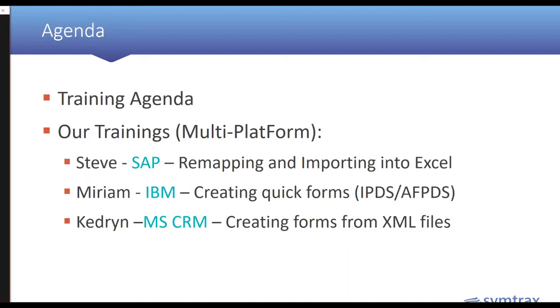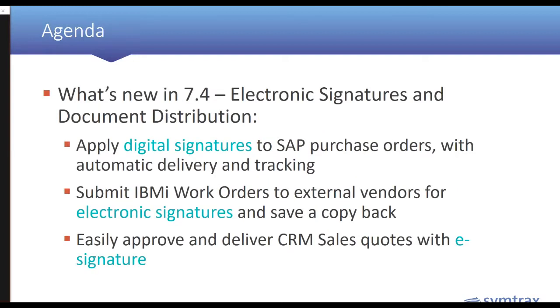And after each of these training sessions, we'll show you a what's new feature of Compleo 7.4. We'll be focusing today more on electronic signatures and the document distribution that follows it. And this is more specifically tailored for those who may be looking into speeding up their workflows that involve getting important documents reviewed and/or signed. It could be POs, it could be invoices, it could be any kind of form.